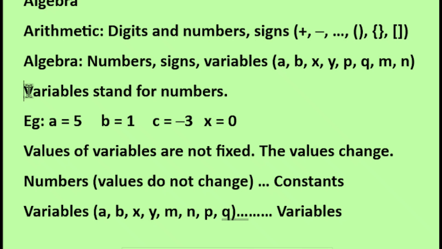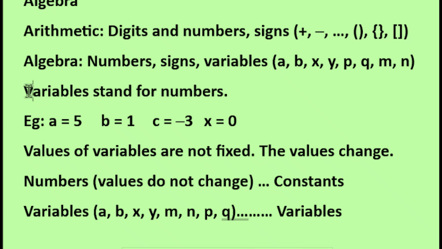These variables stand for only numbers. A cannot be 5 minutes. A cannot be 5 kg. A cannot be 5 liters. A is only 5. So if you want to say 5 liters, you have to say A liters. If you have to say 5 minutes, you have to say A minutes. If you have to say 2 centimeters, you have to say X centimeters. X is only 2. X is not 2 centimeters. X is only 2. Then you add centimeters or liters or kg or whatever. So variables only stand for numbers, not quantities.